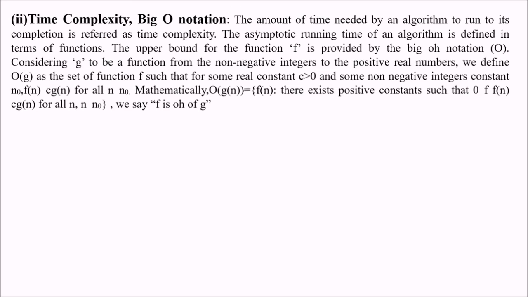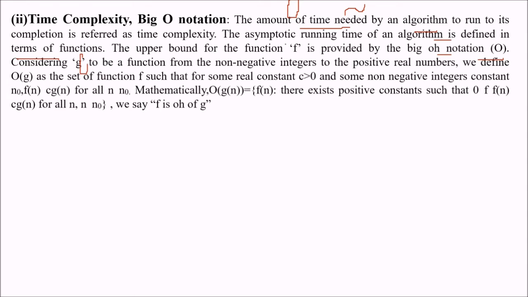Time complexity, big O notation. The amount of time needed by an algorithm to run to its completion is referred to as time complexity. The asymptotic running time of an algorithm is defined in terms of functions. Asymptotic means the bound, lower bound or upper bound. Big O is the upper bound. So the upper bound of a function f is provided by big O notation.